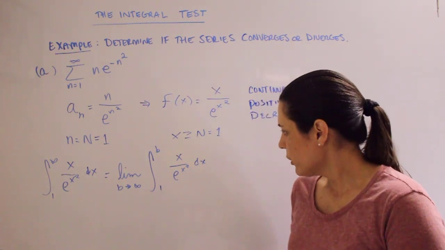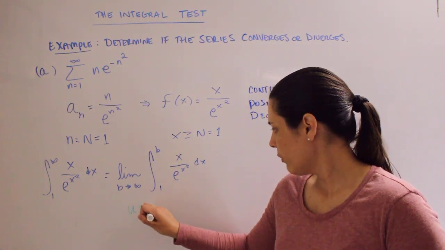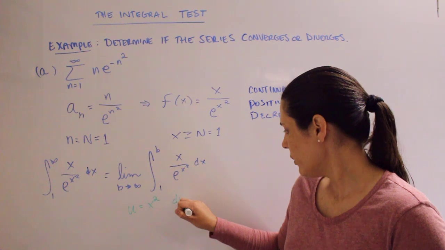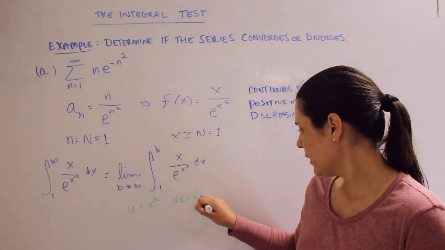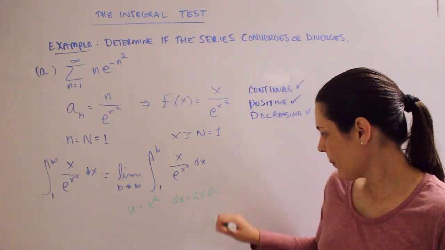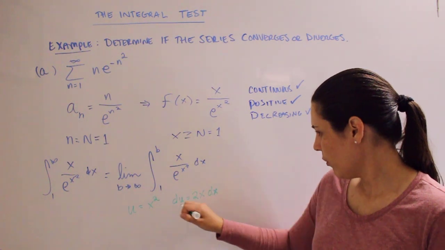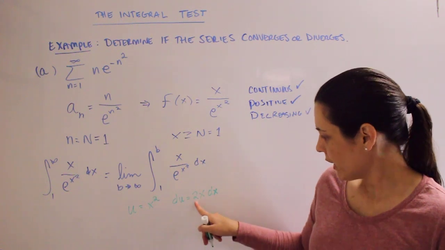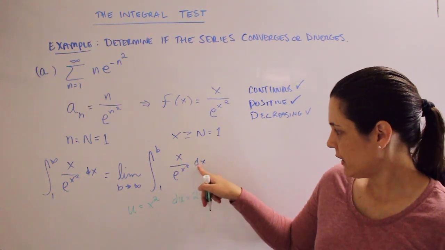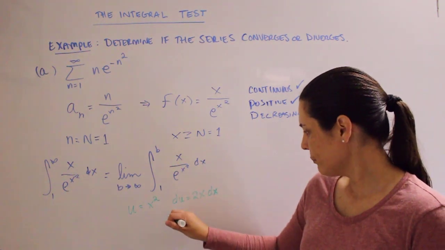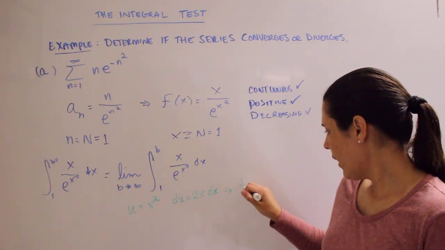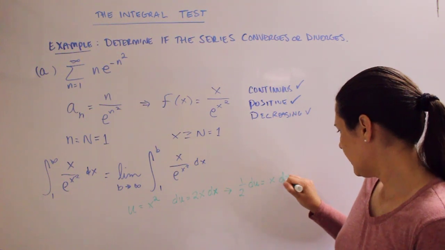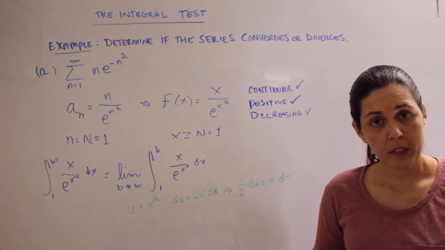So let me change colors here. If we let x squared be u, then du, this derivative, would be 2x dx. I'm not even going to solve for dx, I'm just going to get rid of this 2 because we have an x dx. So if I divide by 2, I have 1/2 du is the same as x dx. And the x dx is present, so this is good.